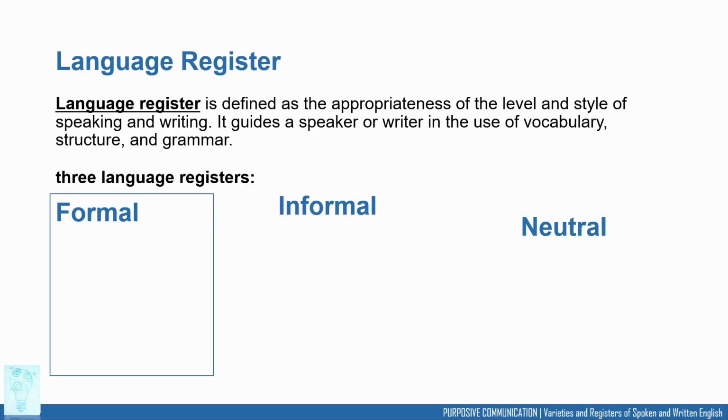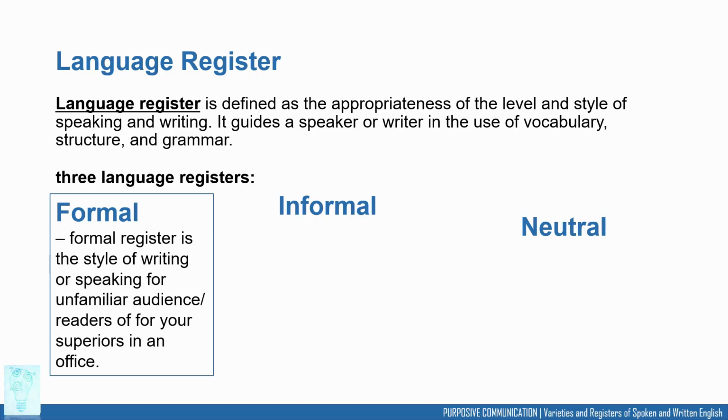and neutral language register. The formal register is the style of writing or speaking for an unfamiliar audience or readers, or for your superiors in an office. We will be discussing each register in the next slides. So formal is the style used when the readers are unfamiliar or are your superiors.